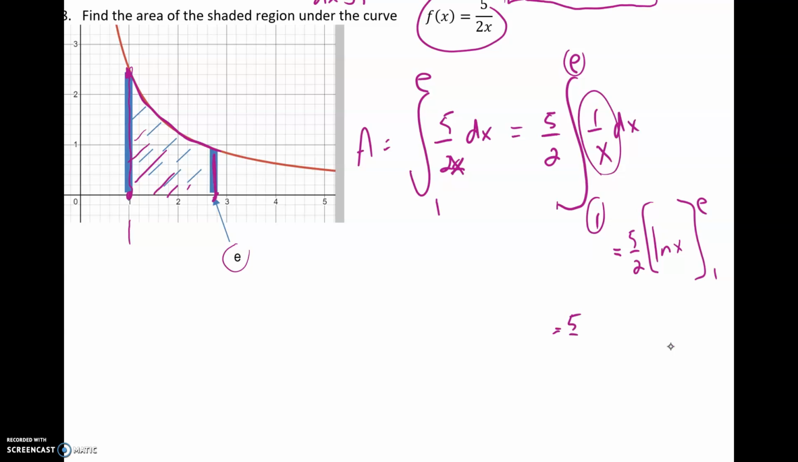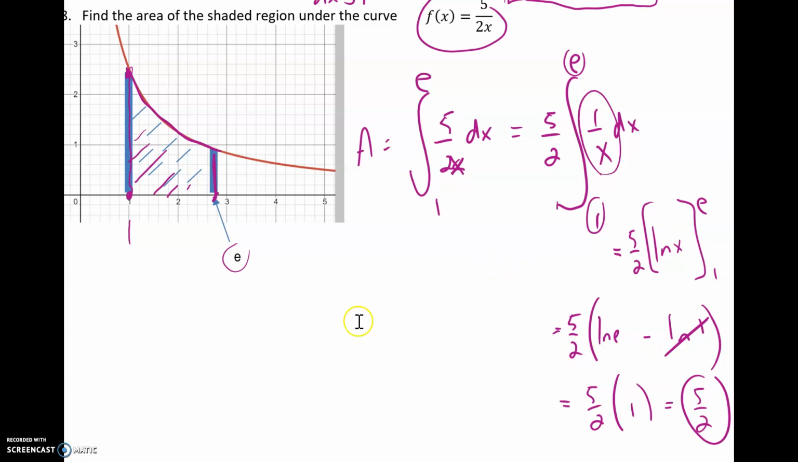So that area is exactly the natural log of e minus the natural log of 1, times 5 halves. Natural log of 1 we know to be 0. The natural log of e we know to be 1. So I get the exact area of 5 halves.